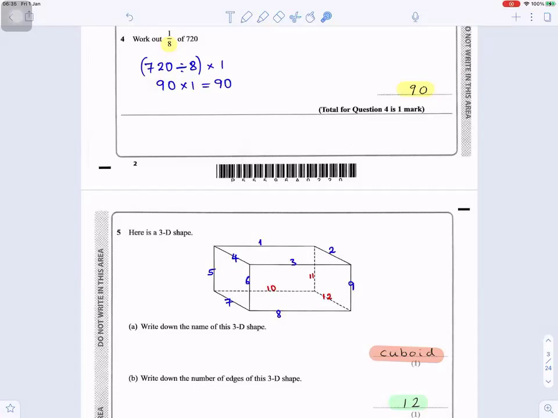Question number 5. Here is a 3D shape. Write down the name of this 3D shape. It's a cuboid. You have this front part is the face, it's long, and then these are the sides. So it is a cuboid. Write down the number of edges of this 3D shape. As you can see there, you can count 1, 2, 3, 4, 5, 6, 7, 8, 9, 10, 11, 12. So there are 12 edges in that cuboid.